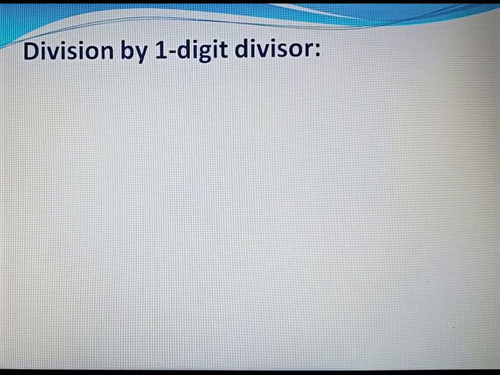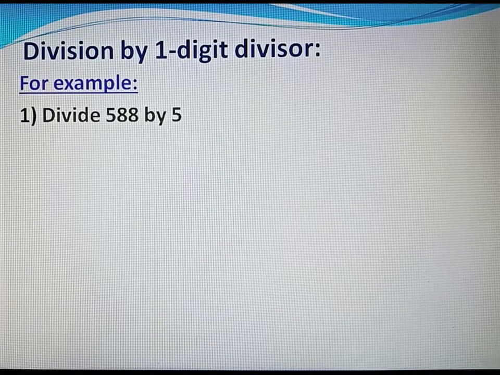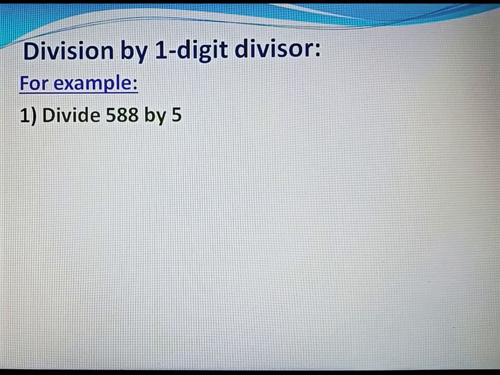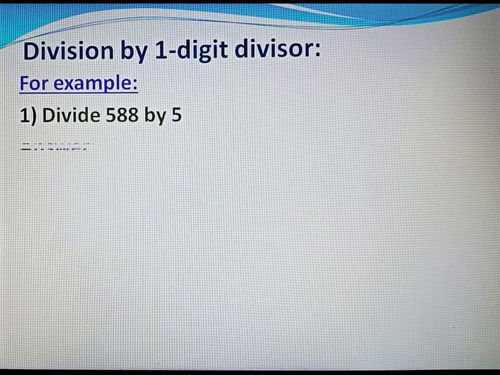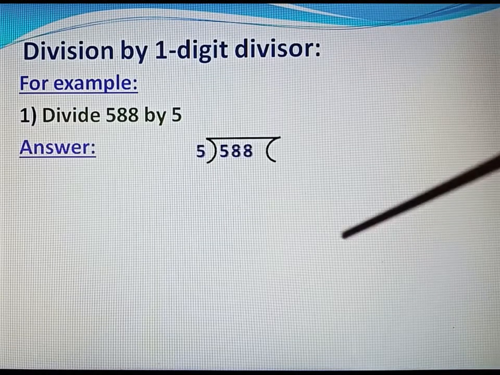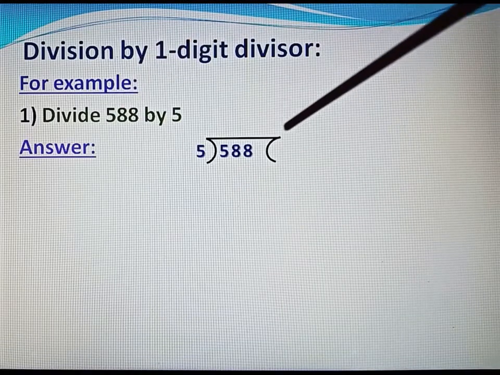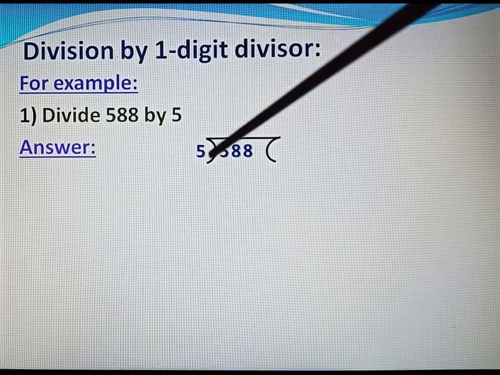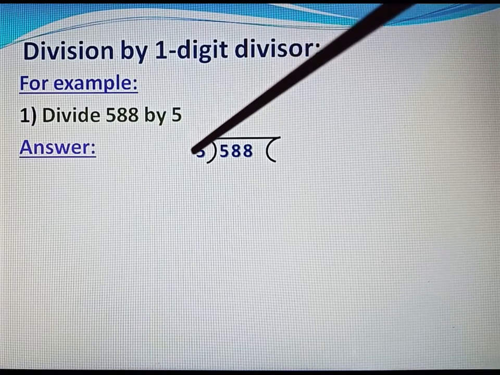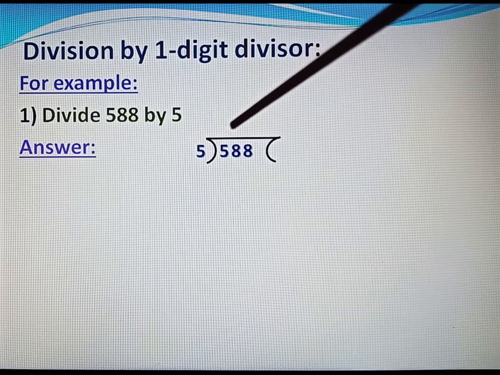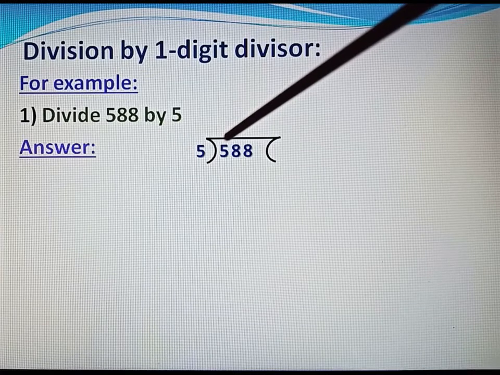Now, division by one digit divisor. I will explain you by an example. See, question number 1. Divide 588 by 5. Answer. 588 is dividend, so we have written here, and 5 is divisor, so we have written on left side. Now see, this 5 is one digit divisor, so we will take first digit in the dividend, that is 5.